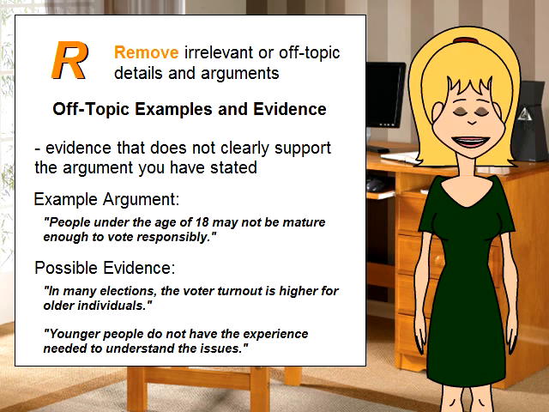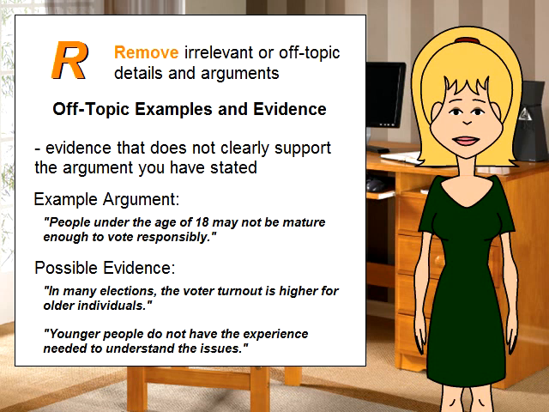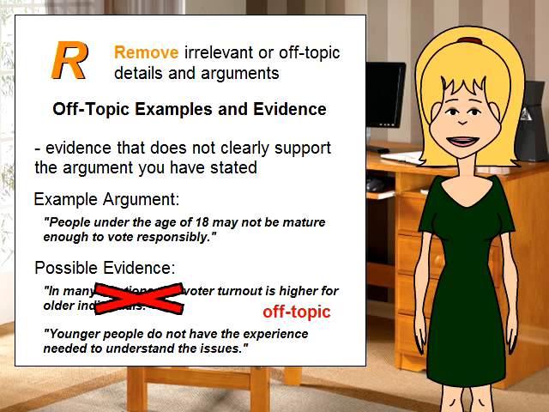The first sentence, although it gives an accurate fact, does not offer evidence about the maturity of young voters. This one is off topic and should be taken out. In contrast, the second sentence talks about age and experience. It is on topic, and we can leave it in.